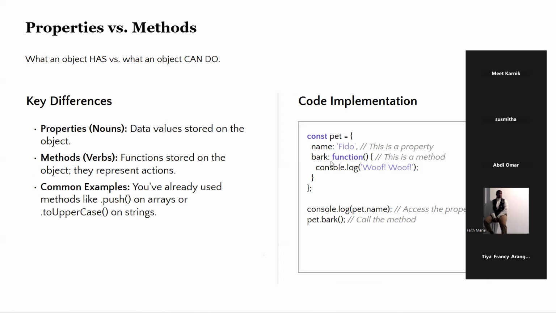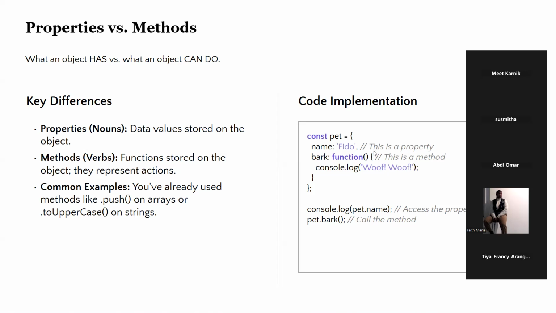Let's look at the difference between properties and methods. A simple way to think about it is this. Properties describe what an object has, while methods describe what an object can do. Properties are basically data values stored on the object. These are usually nouns like name, age, color, price, is bootcamp student, is bootcamp mentor. And methods are functions stored on the object. These are more like verbs because they represent actions the object can perform.